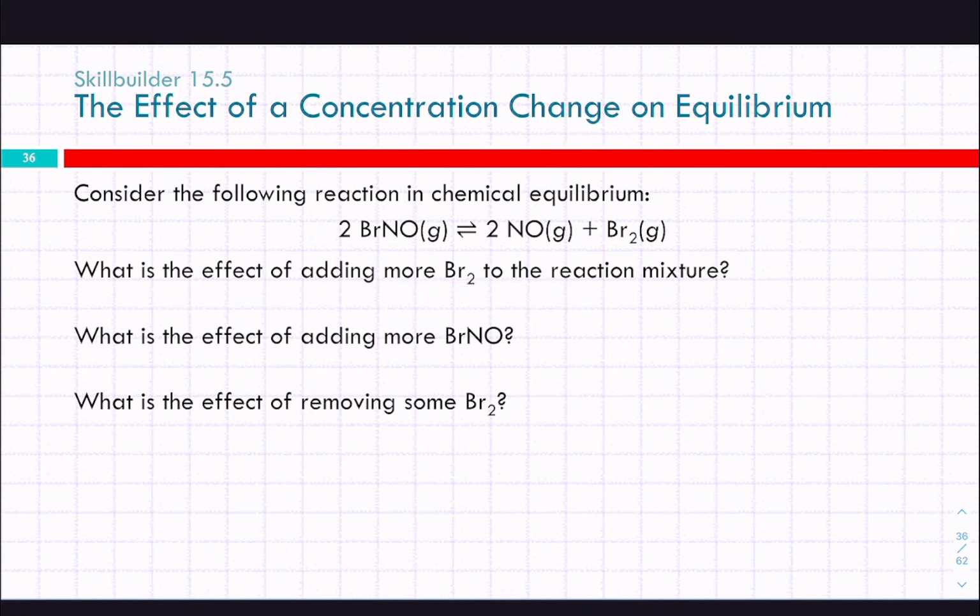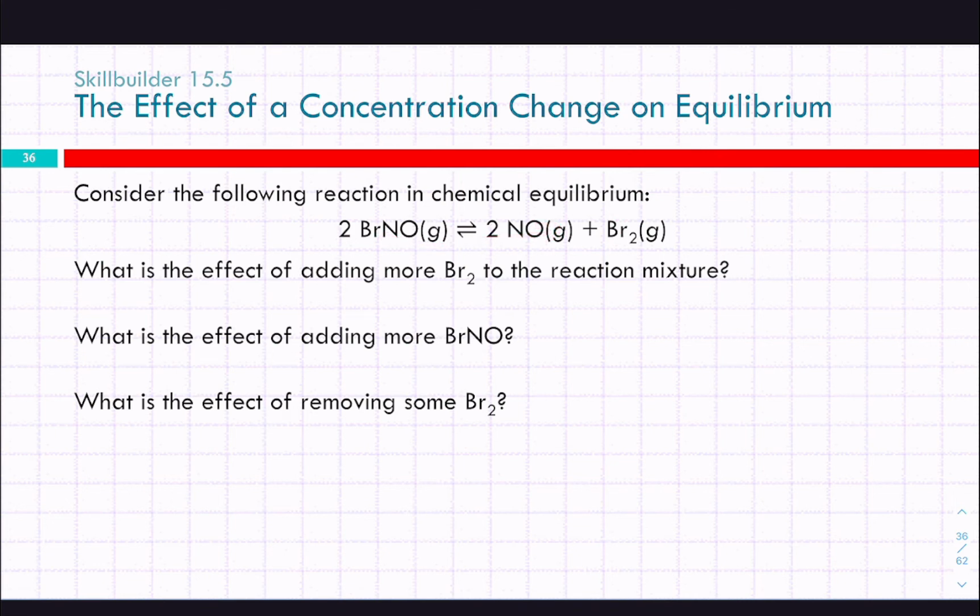What is the effect of adding more BrNO? That's the reactant, right, so it'll shift to the right. If we increase this, it'll shift away from that. But what if we removed some Br2? If adding it pushes it to the other side, taking it out shifts it to the right.